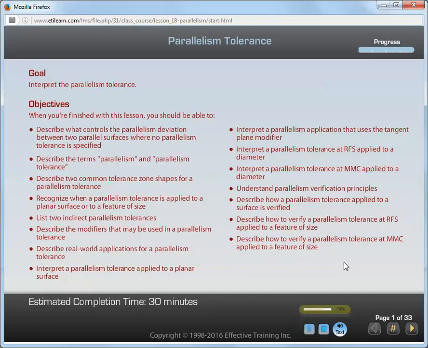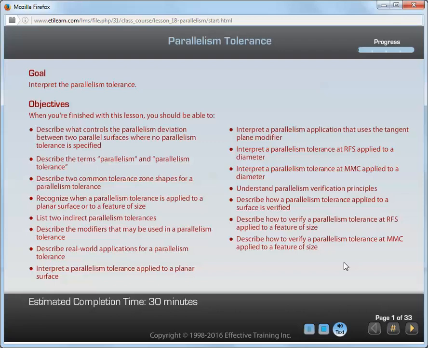Welcome to the lesson on the parallelism tolerance. The goal of this lesson is to interpret the parallelism tolerance. When you're finished with this lesson, you should be able to describe what controls the parallelism deviation between two parallel surfaces where no parallelism tolerance is specified.